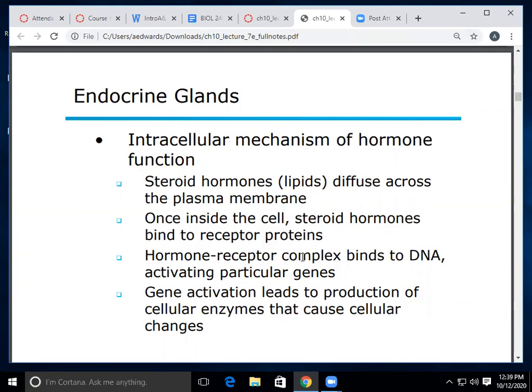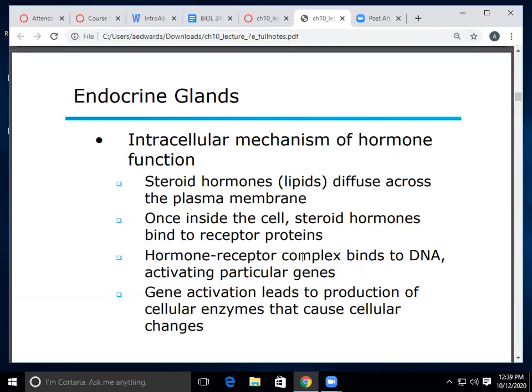So the protein-based hormones bind to a receptor on the cell membrane. Steroid hormones, because they can go through the plasma membrane, will bind to receptors inside the cell. And why can they go through the membrane? Because remember, it's a phospholipid bilayer, right? So similar properties.